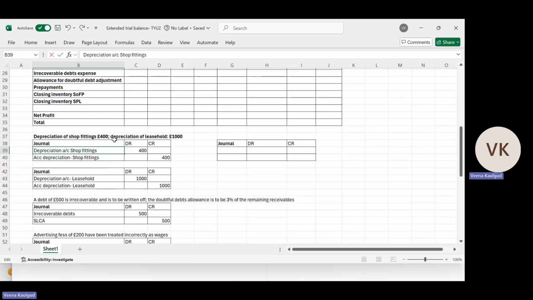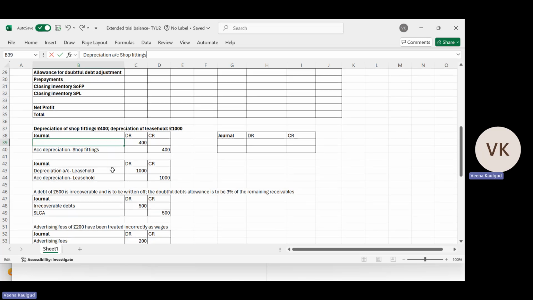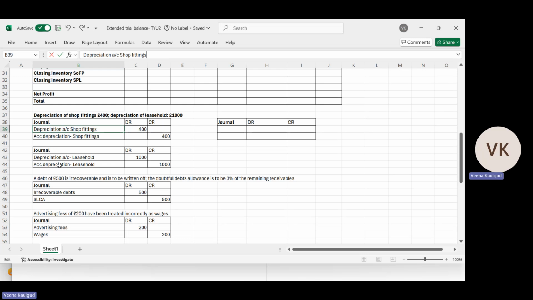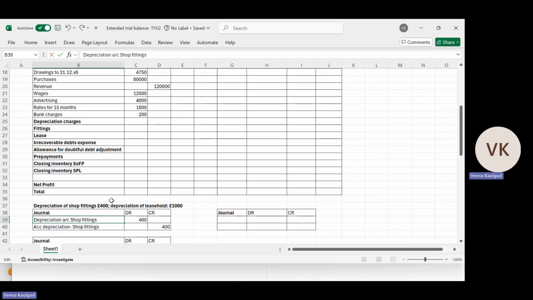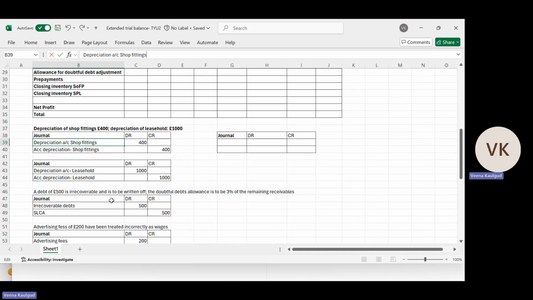And this is the end of the year. So thankfully, we did not have to calculate the numbers here. The numbers have already been given to us. Depreciation of shop fittings was 400. Depreciation of leasehold was 1000. So we debited depreciation and we credited accumulated depreciation shop fittings, £400. Now, that was for shop fittings. The next journal was the depreciation for leasehold. What we are going to do is finish all the journals first, and then we will start putting them into the extended trial balance one after another.